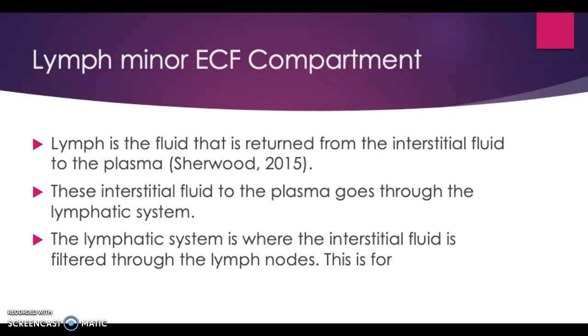So this next slide will discuss the two minor compartments. The first minor compartment is lymph. Lymph is a fluid being returned from the interstitial fluid to the plasma by means of the lymphatic system, where it is filtered through the lymph nodes for immune defense purposes.